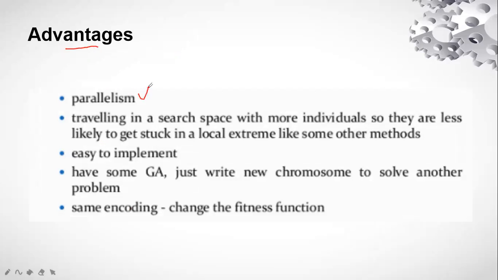Advantages are: first is parallelism. Second, traveling in space with more individuals, so they are less likely to get stuck in a local extreme like some other methods. Now, what is this? This is when we define that the solution should not get stuck in local minima, it has to reach the global minima or maxima, right? This is the disadvantage of certain techniques, but the genetic algorithm is going to overcome the problem of getting stuck in local minima, right?